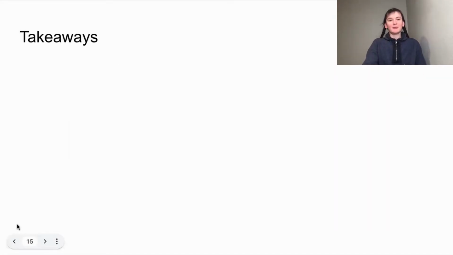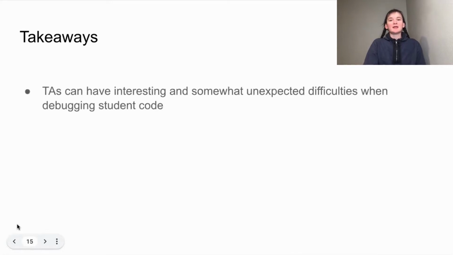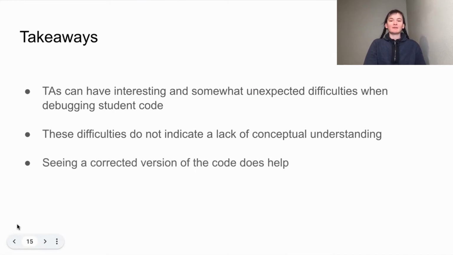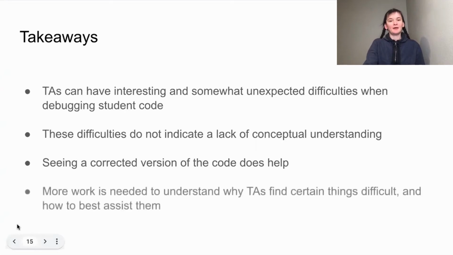The overall takeaways from our work are that TAs can have interesting and sometimes arguably unexpected difficulties when debugging student code. These difficulties don't seem to indicate a lack of conceptual understanding of the problem they're solving. We also saw that seeing a corrected version of the code does help TAs in their debugging tasks. But overall, more work is needed to understand why certain things are difficult and certain things aren't, and how we can best assist TAs in these tasks.